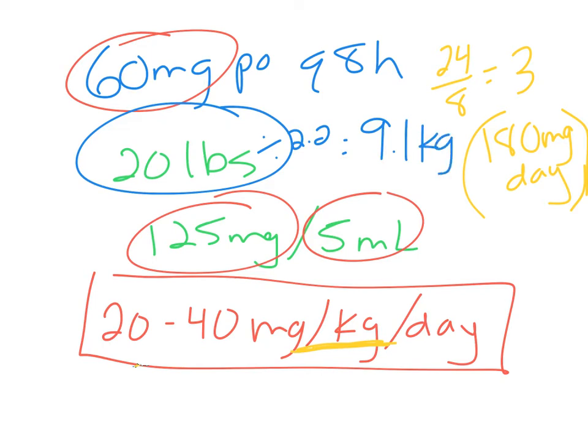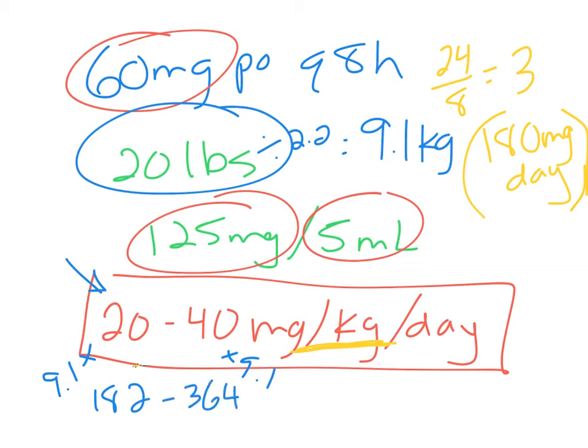So how we see what's safe for our patient, going back down here to this safe range, let's see what the safe range is for this person. What we can do is take 9.1 and multiply it by each side of this range to see what would be the minimum and the maximum for our patient. Again, we're specifically considering this 9.1 kilogram person. So 9.1 times 20 gives us 182, and then 9.1 times 40 gives us 364.